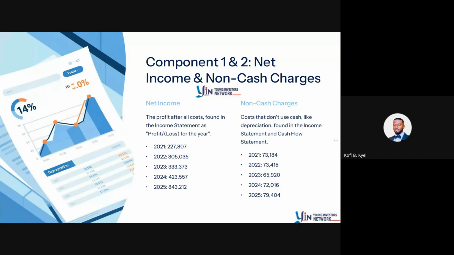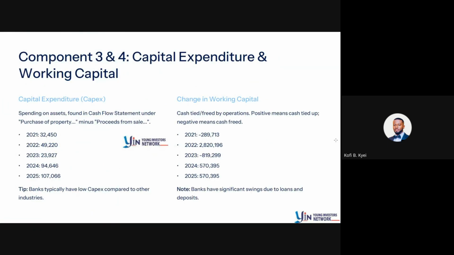So from the figures, as you can see, 2021 to 2025, these are the figures. Check with the data that I shared with you. It's the exact thing that I've put in these slides. Components 3 and 4, capital expenditure and the working capital. With the capital expenditure, it is the purchase of property and the proceeds from the sale of properties. So these are the figures, as you can see.